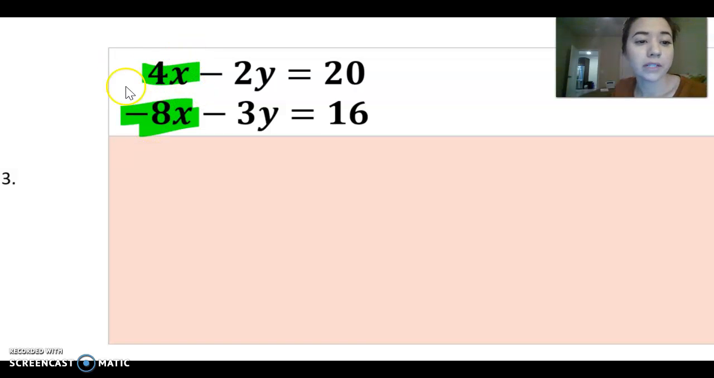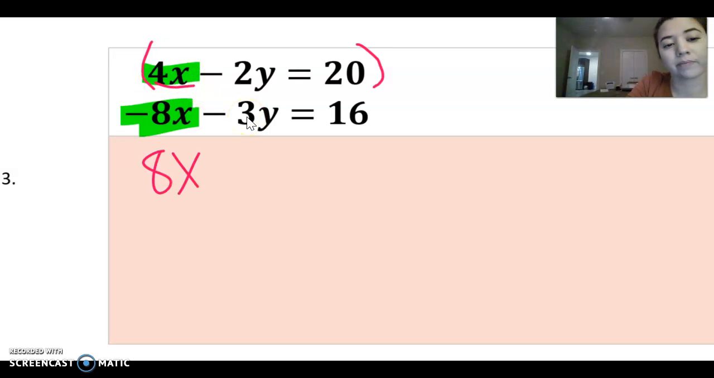So I'm going to multiply this top one by something. We're making the x's eliminate. This is a negative 8, so the opposite of that would be a positive 8. So I need this 4x to become an 8x. So 4 times what gives me 8? 4 times 2. So that's what I'm going to multiply by.